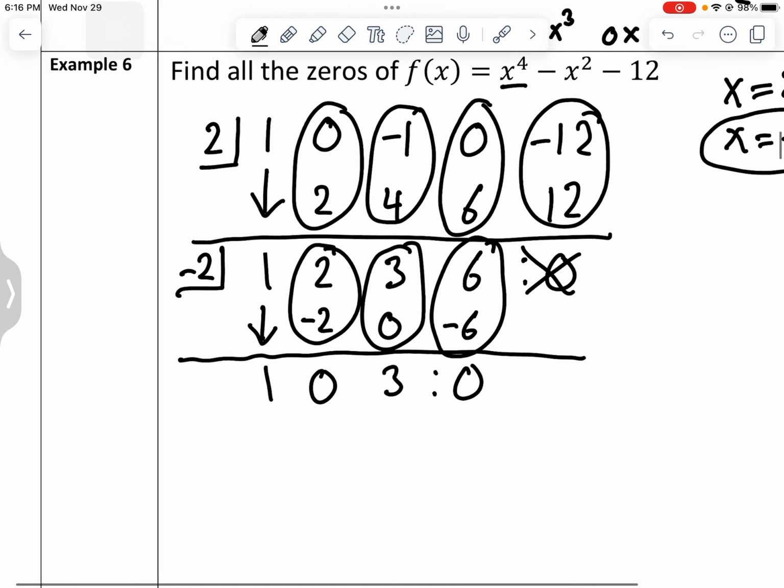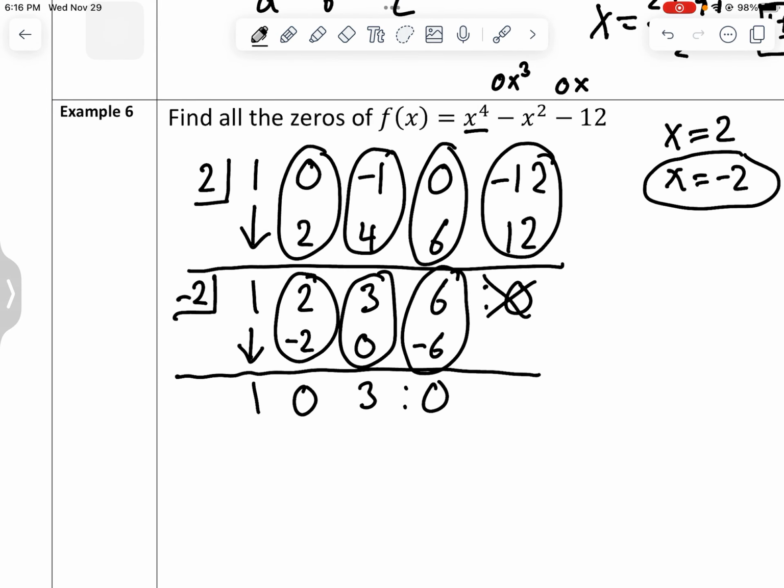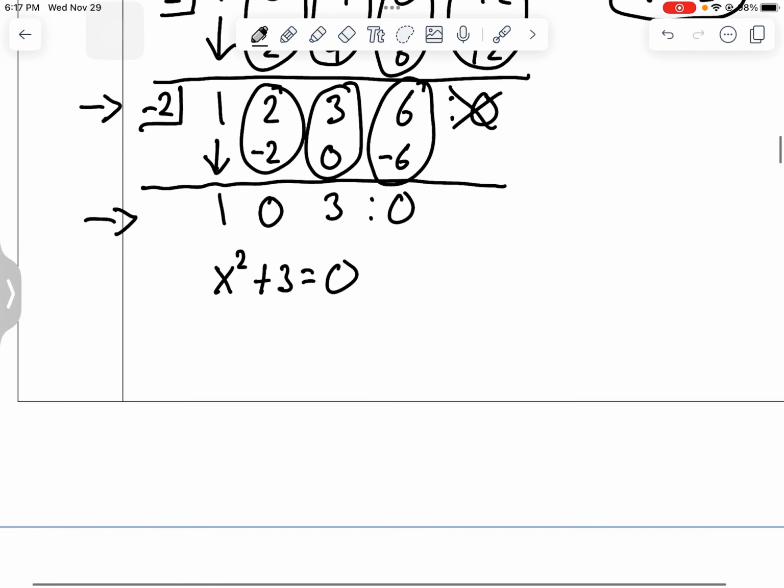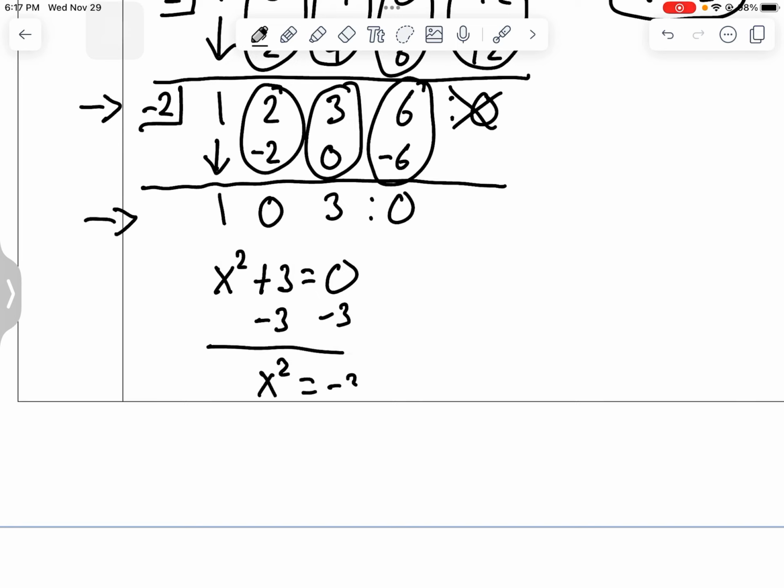And so now our new polynomial. Notice we started with x to the fourth. This line here would have been x to the third. So since we've dropped it down one more stage, this is actually x squared. And it would be x squared plus 3 equals 0. And we can solve for this one really easily. We would subtract 3 from both sides. We would get x squared equals -3.